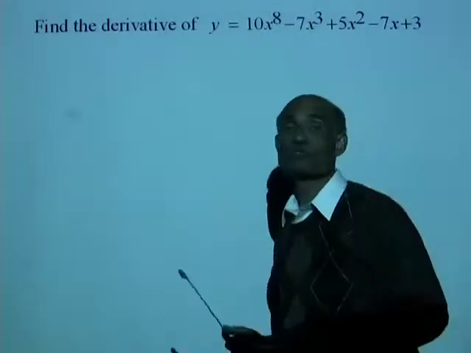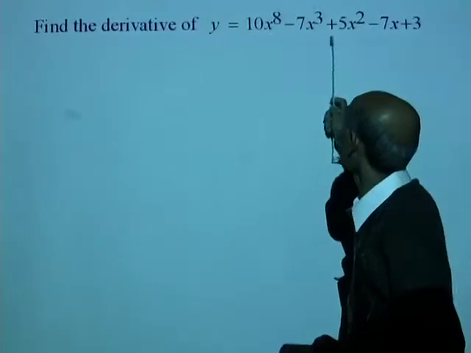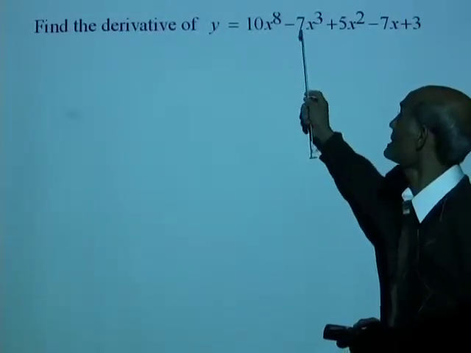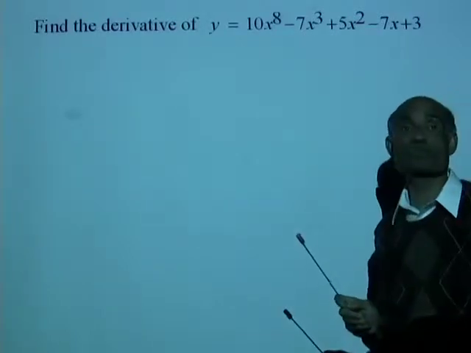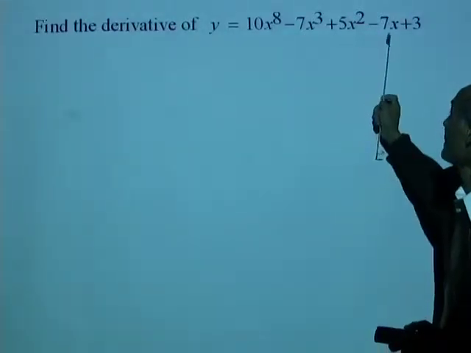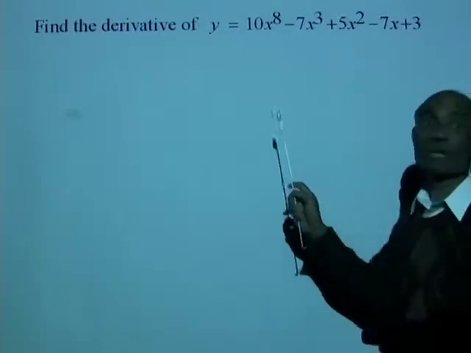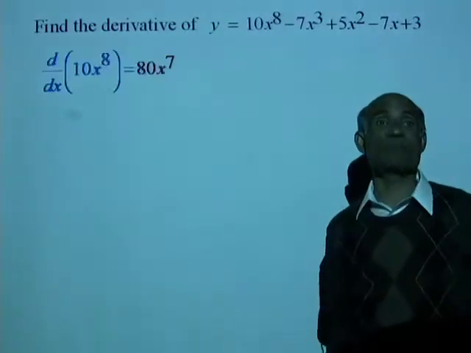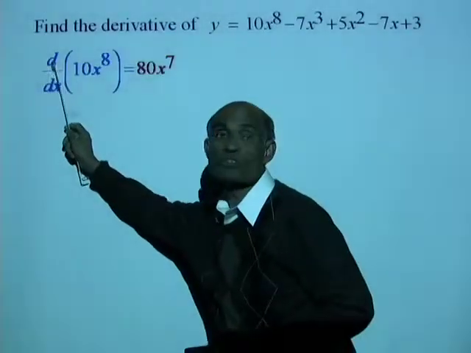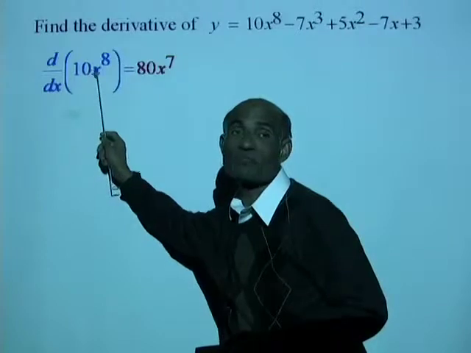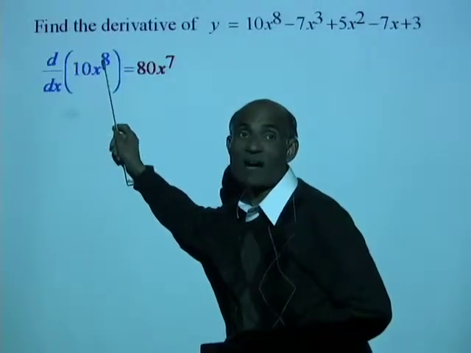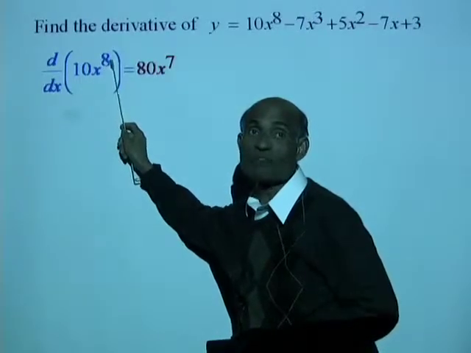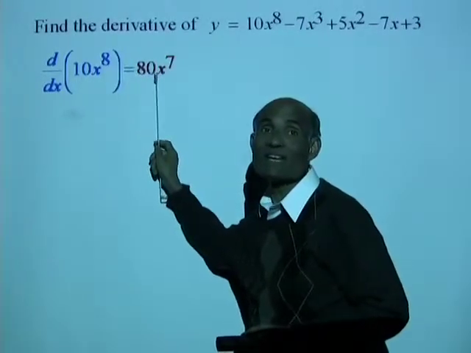Alright, let's now use the power rule to find the derivative of this function. Y equal to 10x to the power of 8 minus 7x cubed plus 5x squared minus 7x plus 3. We will take each term and use the power rule to find the derivative. Tell me, what is the derivative of 10x to the power of 8? It will be 10 times 8, 80, times x to the power of 8 minus 1, that is 7. 80x to the power of 7.